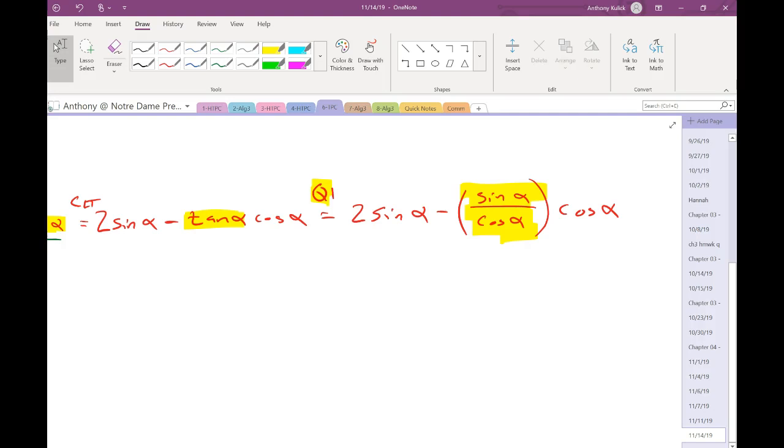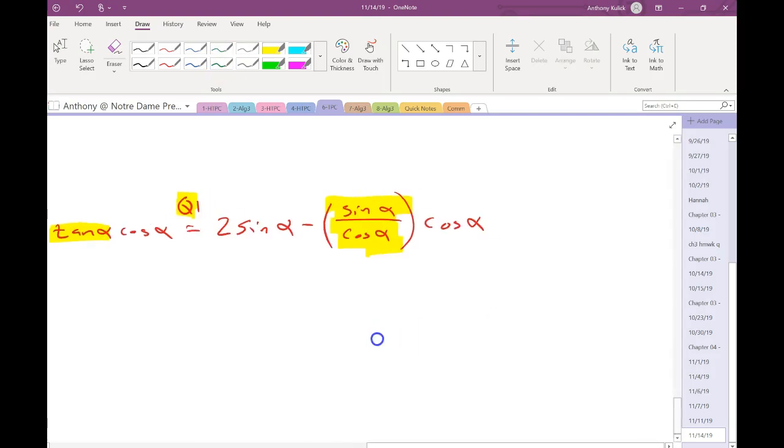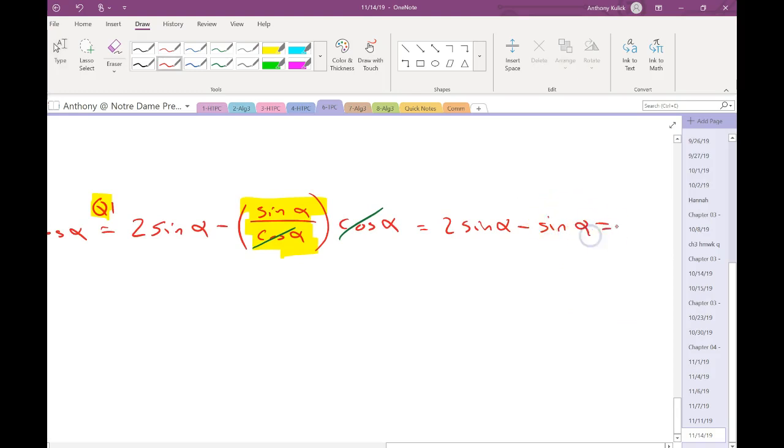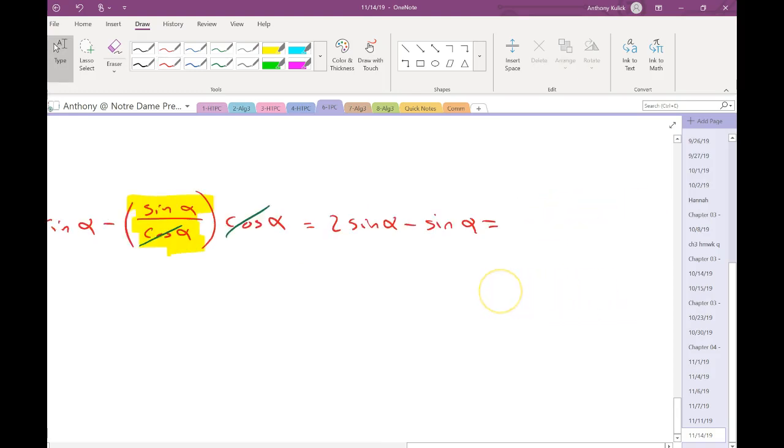Matt? Yeah, so that's where she was going next, is that we absolutely can cancel those out. And then 2 sine minus 1 sine is going to be sine alpha. And that's done. And I would say that that's the best way of doing that one. There's no faster route for that one.